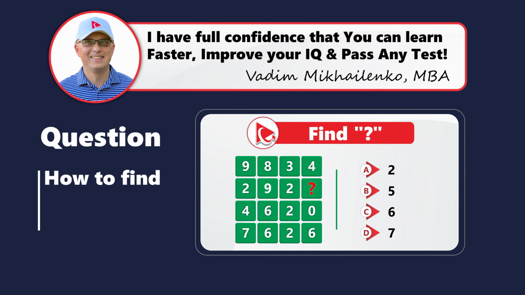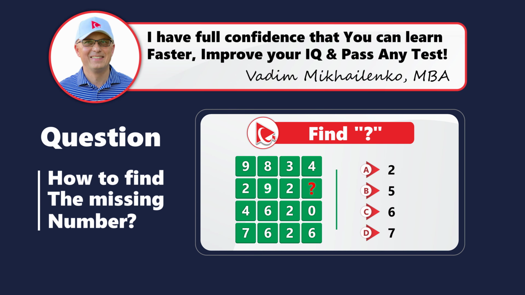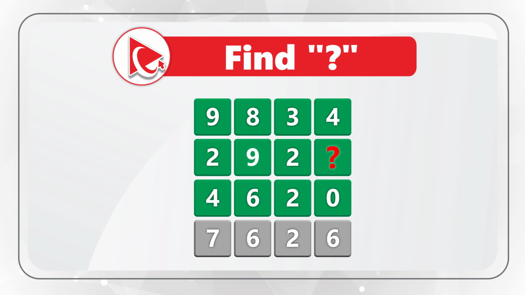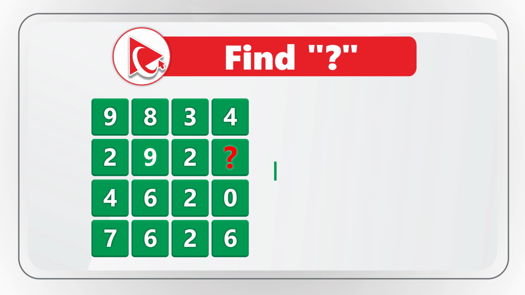Here's a puzzling question for you, but I have full confidence that you can solve it quickly. You're presented with a 4x4 matrix, and the numbers are, starting in the upper left corner, 9, 8, 3, 4. The second row numbers are 2, 9, 2, and then comes the missing number. The third row starts with 4, 6, 2, 0. And last but not least, the row is 7, 6, 2, and 6. You need to calculate the missing number, and you have 4 different choices to select from.